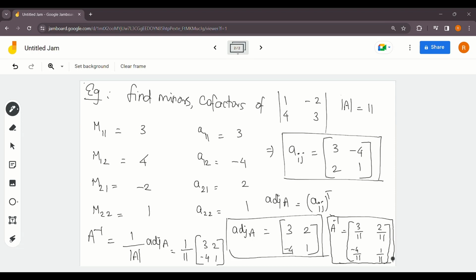Then you have to construct a matrix. That is called the cofactor matrix. Transpose of that matrix will give you the adjoint, and after that you will have to apply the inverse formula.